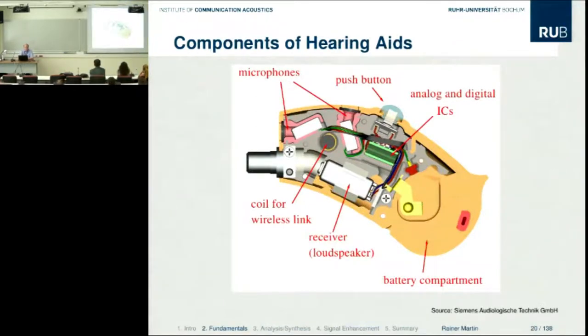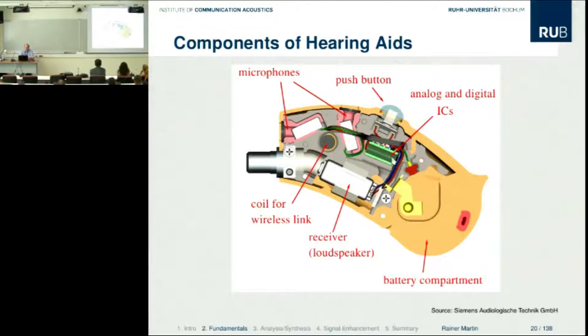Okay, so here is a look into a hearing aid, some of the components. Here are the microphones. Typically, you have two of them with an omnidirectional characteristic, but then they can be combined to make a beamformer. You have here what's called the receiver or the loudspeaker, which generates the output signal and it's connected to a tube that then leads into the ear canal. You have in the most modern devices a coil for wireless connectivity. And well, this is all the DSP stuff here.